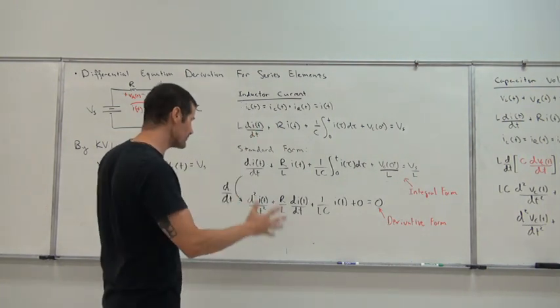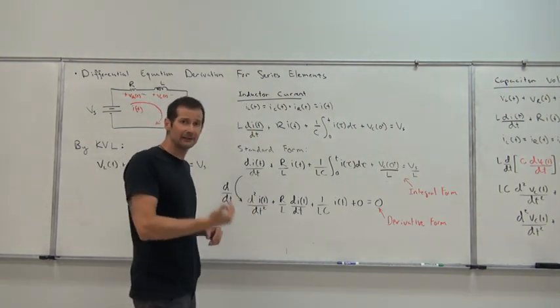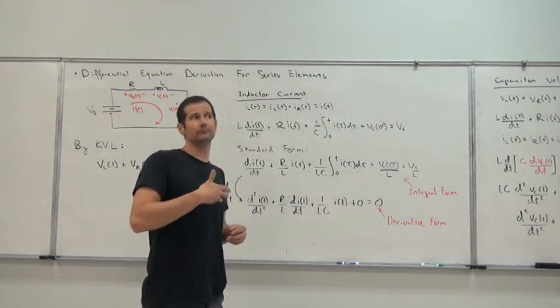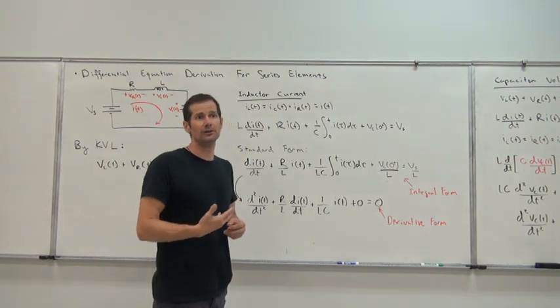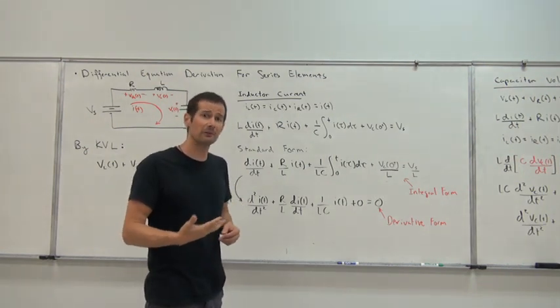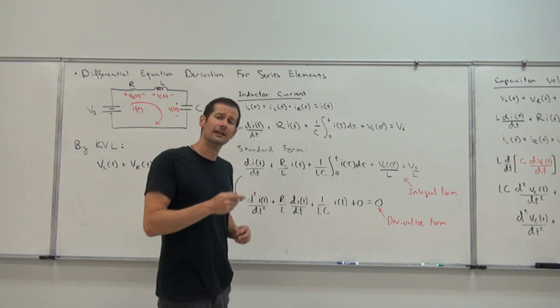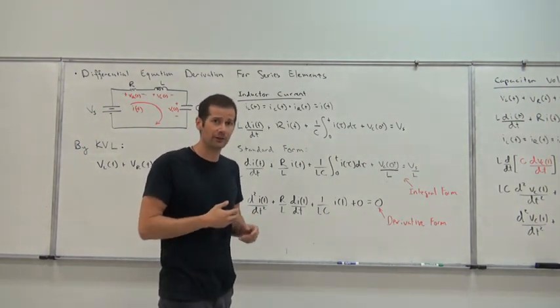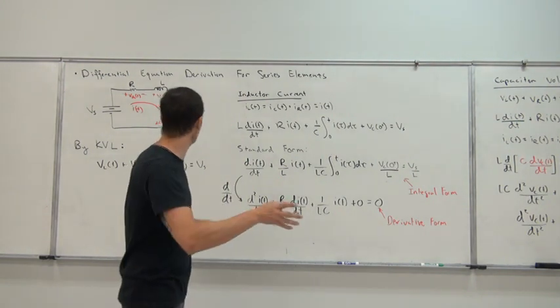Now, with series elements, we're really mainly concerned with the idea of KVL, where basically all the voltages for each element are going to be different, but their currents are actually going to be the same. And those two concepts right there actually allow us to do a lot of manipulation with the equations themselves. So let's take a look here.